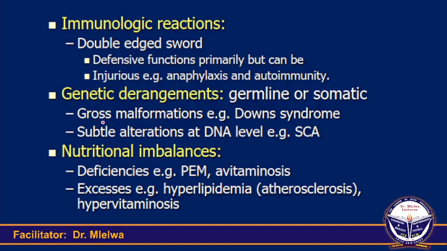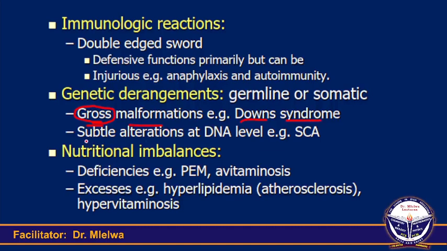For example, gross malformations. Gross malformations hizi ni kasoro zinazoonekana. Gross zinaonekana, unaona? Kama kwenye anatomy tulikuwa tunasema gross anatomy. Gross malformations ni kasoro zinazoonekana. For example, in Down syndrome unaweza kukuta uso unakuwa kama duara, kama umevimba. Manake vile vitu ni gross, you see them by naked eyes. So they are gross malformations.